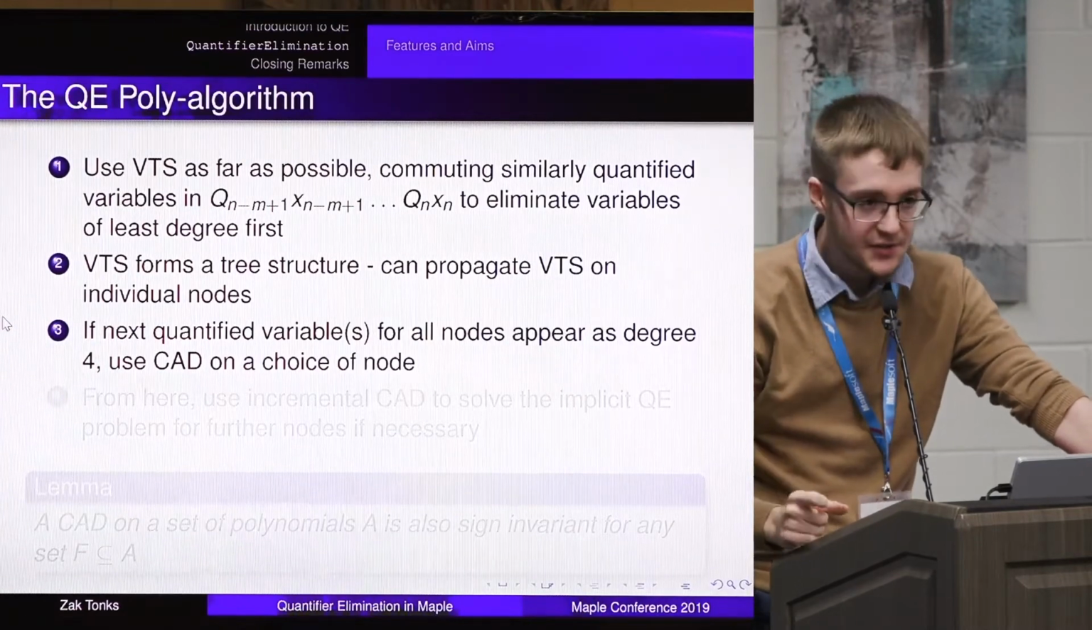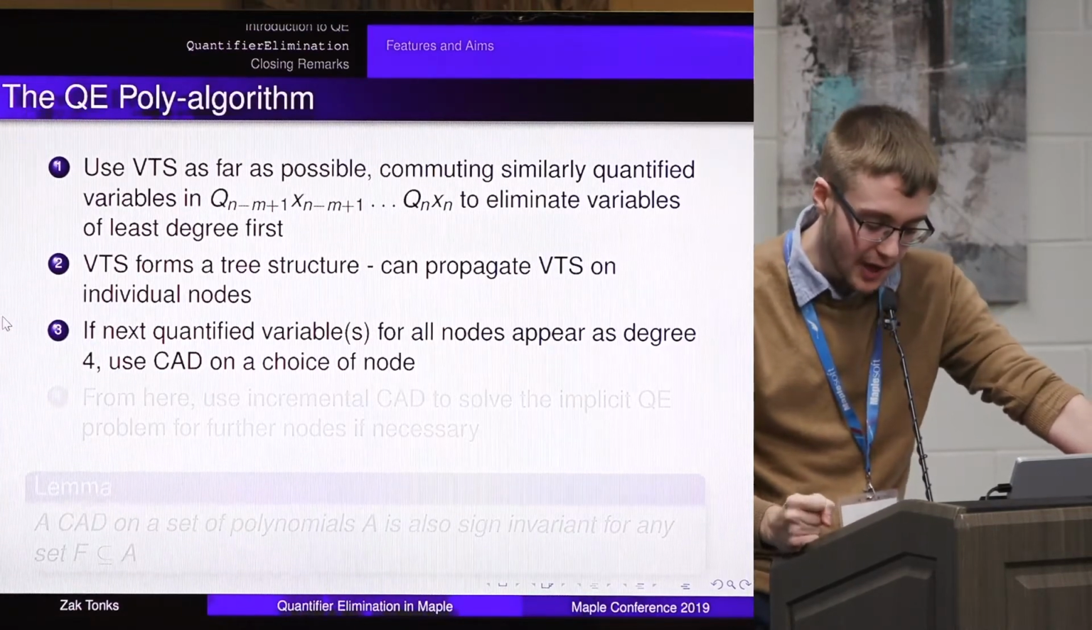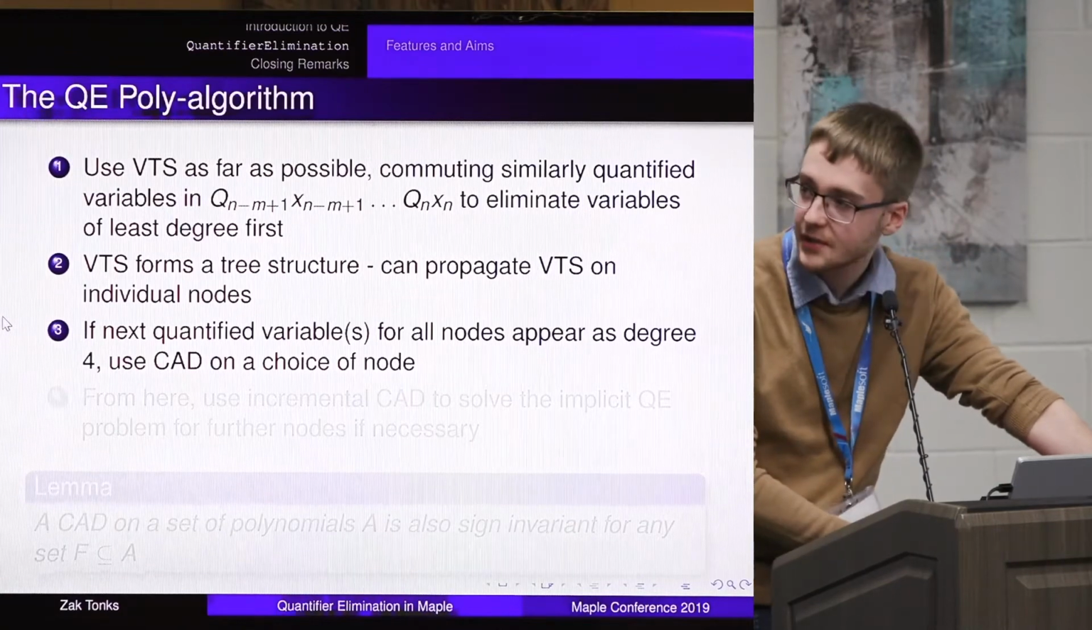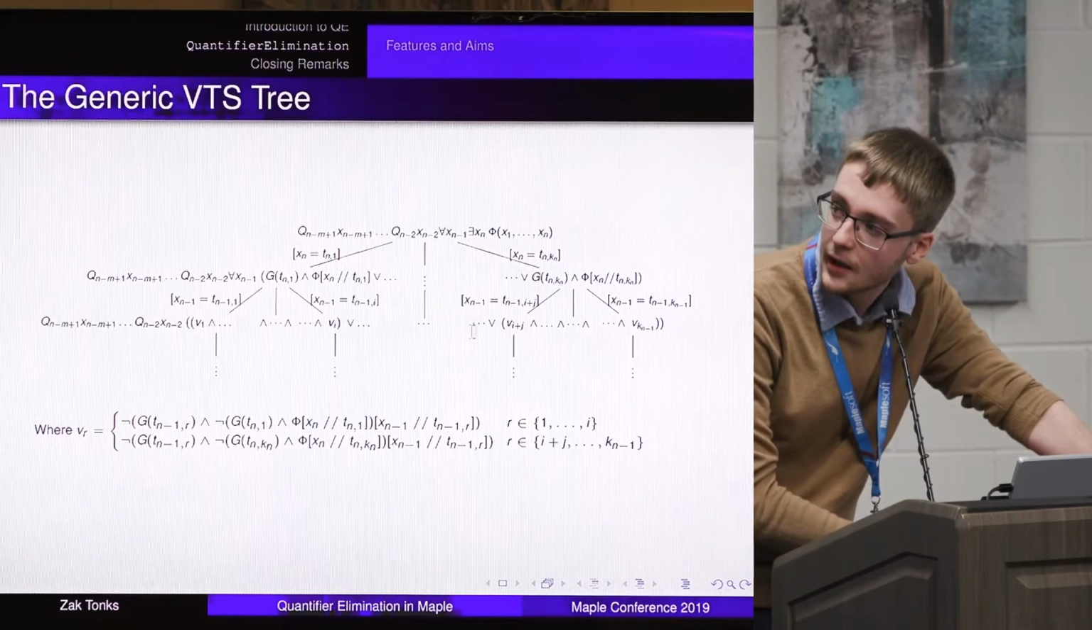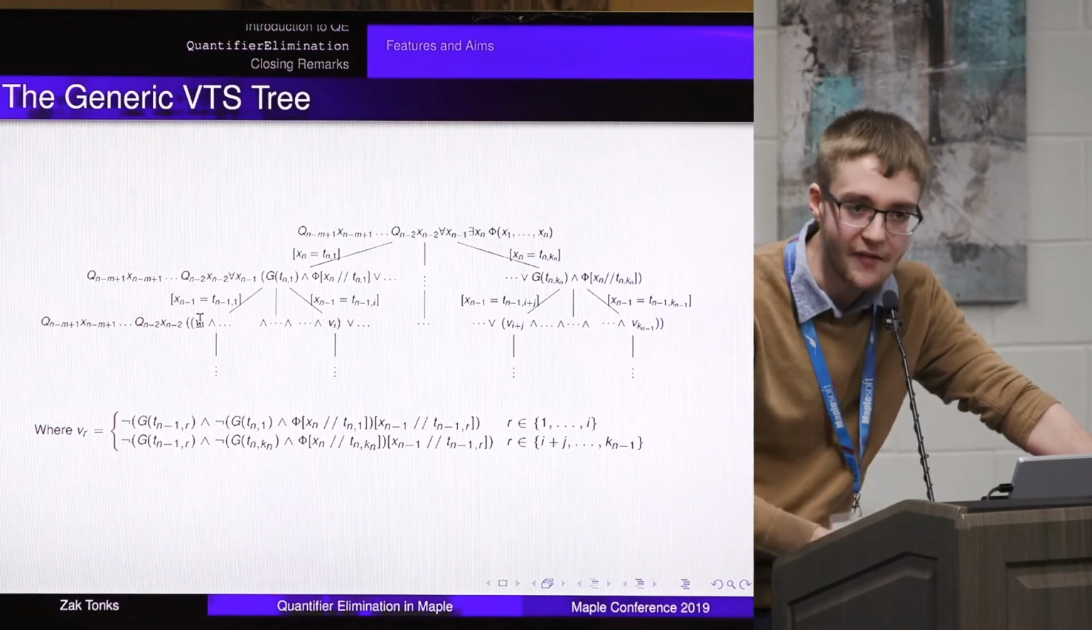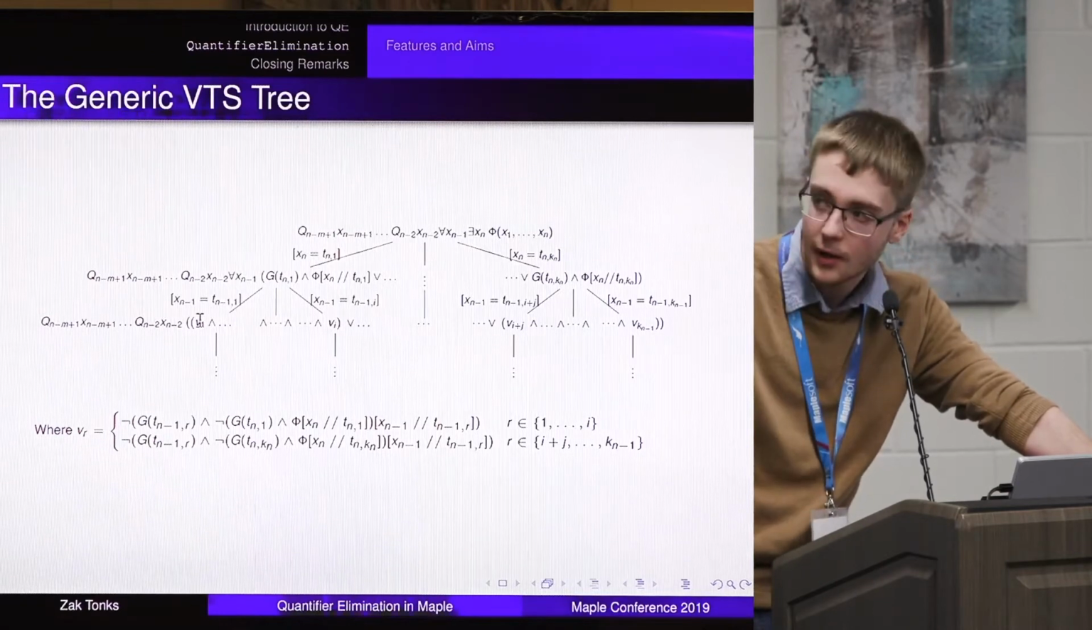So my best guess as to what Mathematica and Redlog do is that they actually collapse. Where's my tree? There it is. They'll actually collapse the whole tree basically into one QE formula, and then they'll do CAD on that whole formula, right?